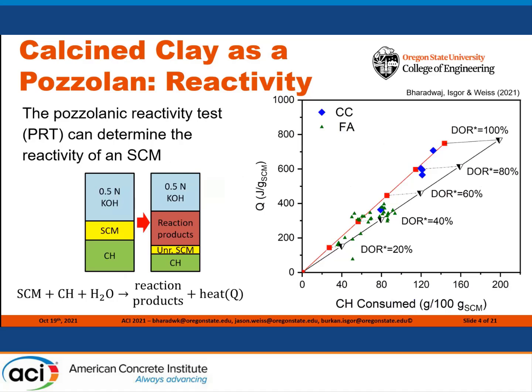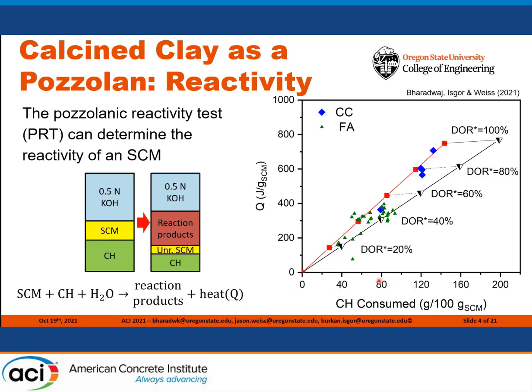Another reason why calcined clays are unique is because of their reactivity. We can use the pozzolanic reactivity test to measure the numerical value of reactivity of the calcined clay. In the pozzolanic reactivity test, the SCM is mixed with an excess of calcium hydroxide and water in an alkaline medium and allowed to react. The calcium hydroxide consumed by the pozzolanic reaction and the heat released by this reaction are plotted on a heat released versus calcium hydroxide consumed plot.